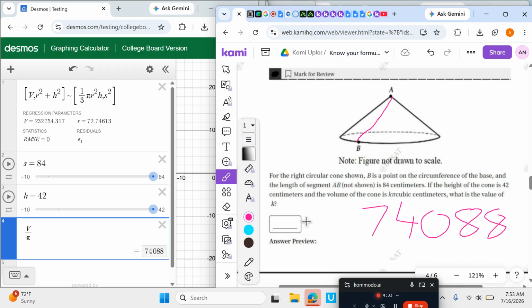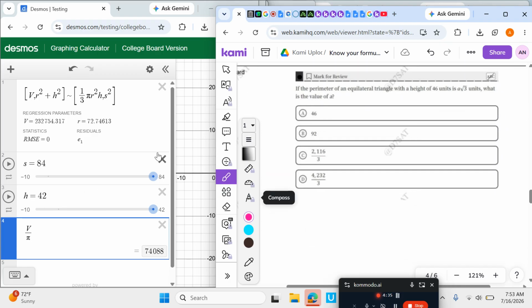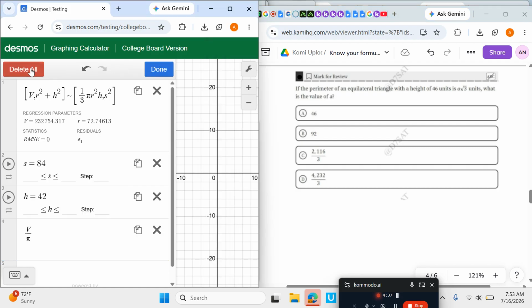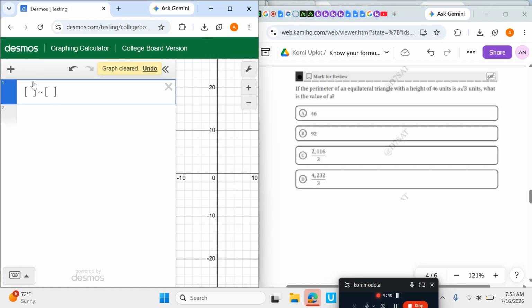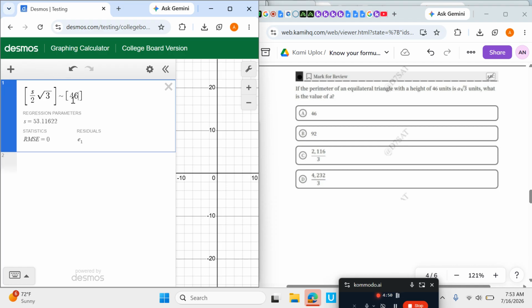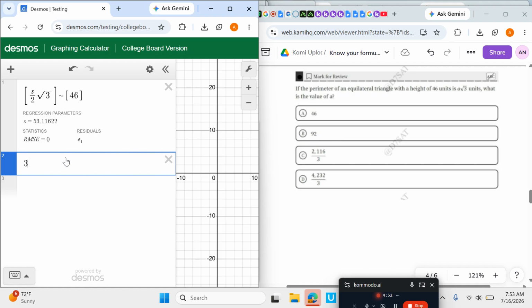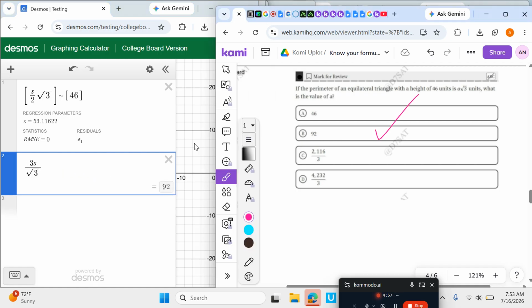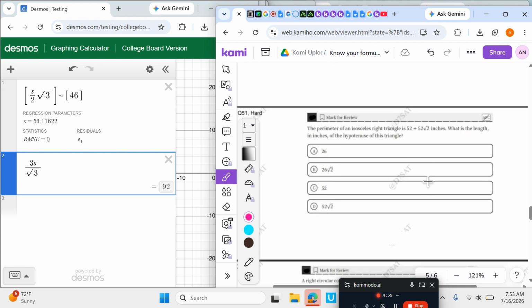Excellent. See how easy we're making this? Okay, so pattern recognition. I see the height. What am I going to do? I'm just going to type in the formula. S over 2 square root 3 is equal to 46. And I want the perimeter, so I say 3s. And then I divide the square root 3 out. So it's 92. Good.